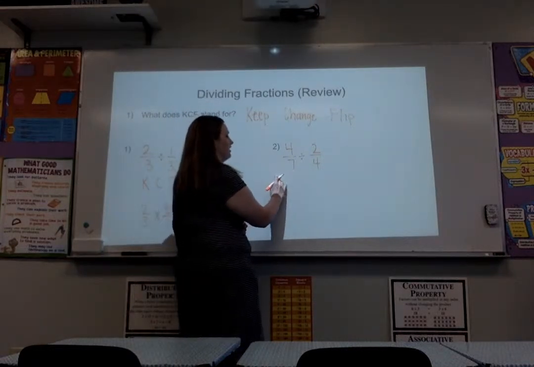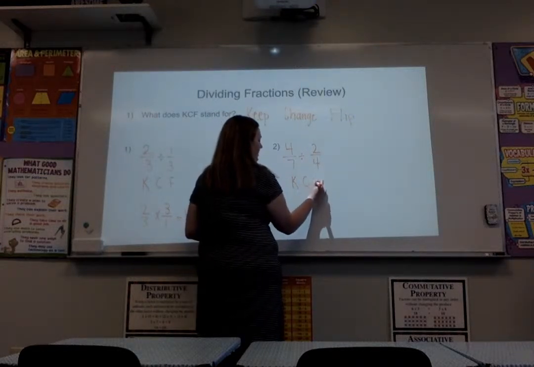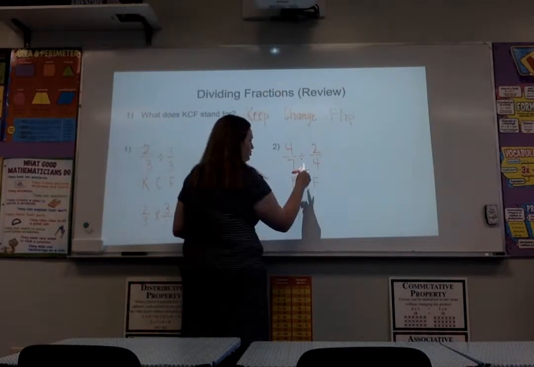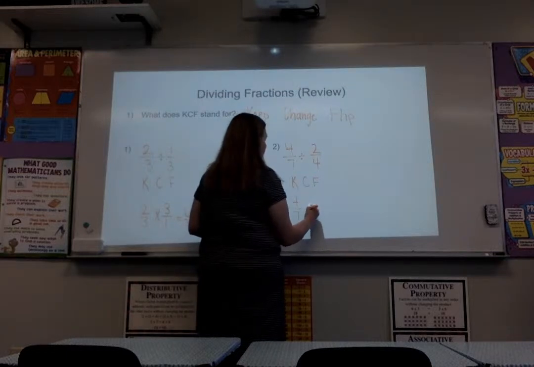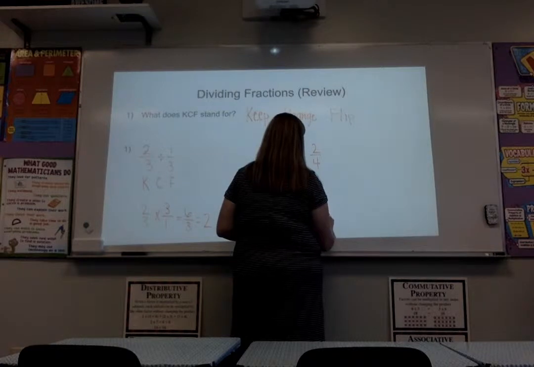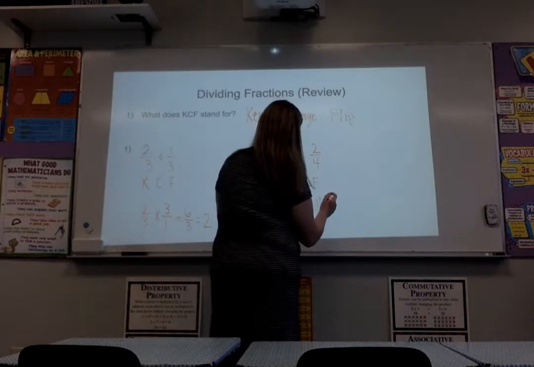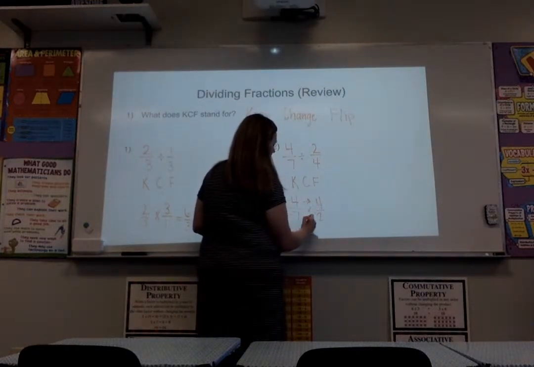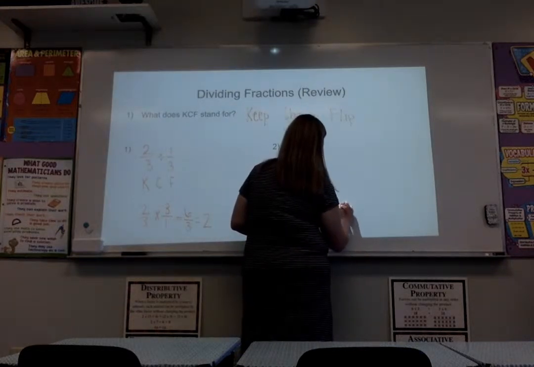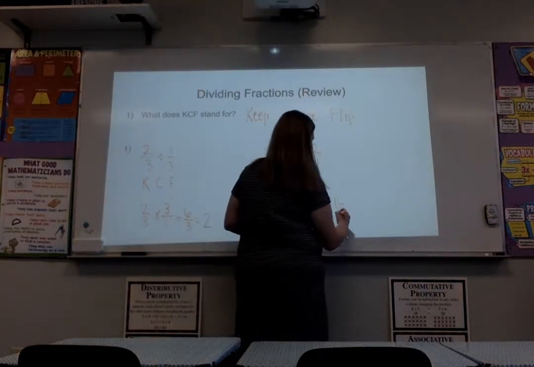All right, so class, we write what here? Right, K, C, F. Keep. Change to what? Multiplication. Flip. 4 over 2. Does everybody have that? Very good. All right, so we multiply straight across. And 4 times 4 would be 16. 7 times 2 would be 14.